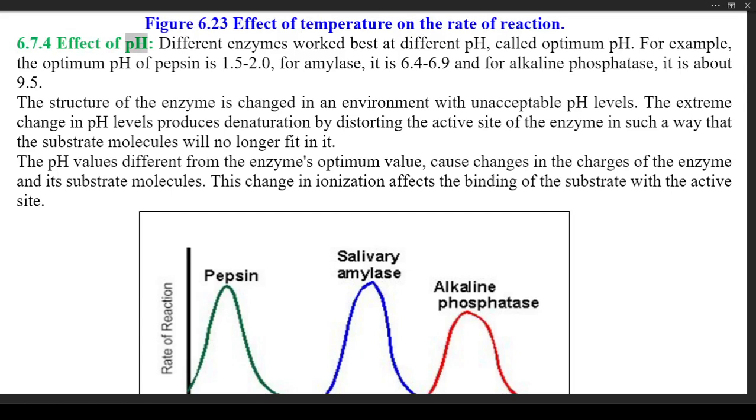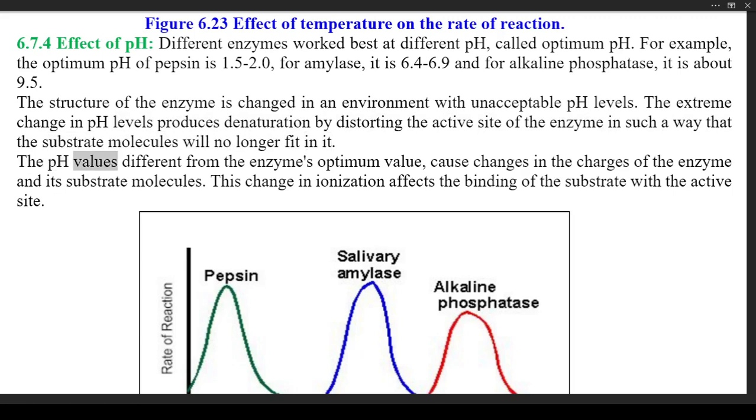6.7.4 Effect of pH. Different enzymes work best at different pH, called the optimum pH. For example, the optimum pH of pepsin is 1.5 to 2.0, for amylase it is 6.4 to 6.9, and for alkaline phosphatase it is about 9.5. The structure of the enzyme is changed in an environment with unacceptable pH levels. The extreme change in pH produces denaturation by distorting the active site of the enzyme in such a way that the substrate molecules will no longer fit in it.